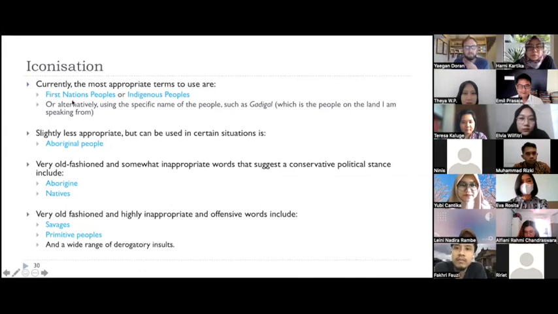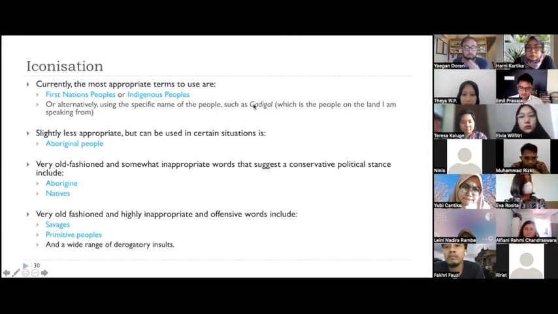So those are the most appropriate terms. Or alternatively, you can use the specific name of a people. So the land on which I'm speaking, the people who were here were known as the Gadigal, or are known as the Gadigal people. Alternatively, we might use the term Aboriginal people. Now this refers to the same thing in terms of the content meanings, more or less, not entirely, but close enough. But nowadays it's ever so slightly less appropriate, but can be used in certain situations. I'm not going to go through the situations, but you can.